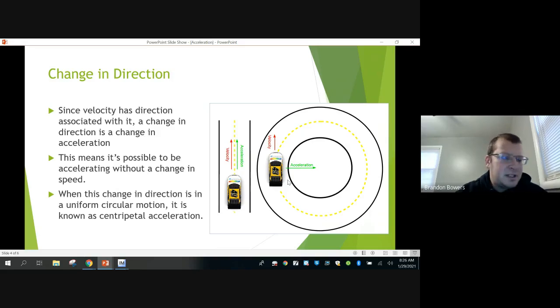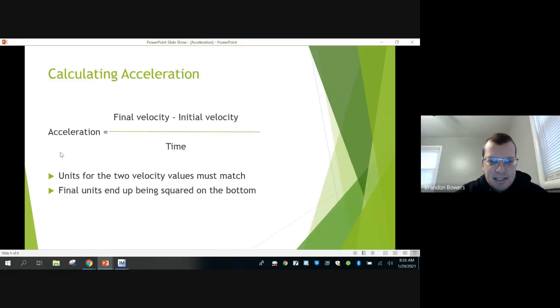Now there's an equation, and this is the equation I want you guys to write down. Acceleration is equal to the final velocity minus the initial velocity over time.